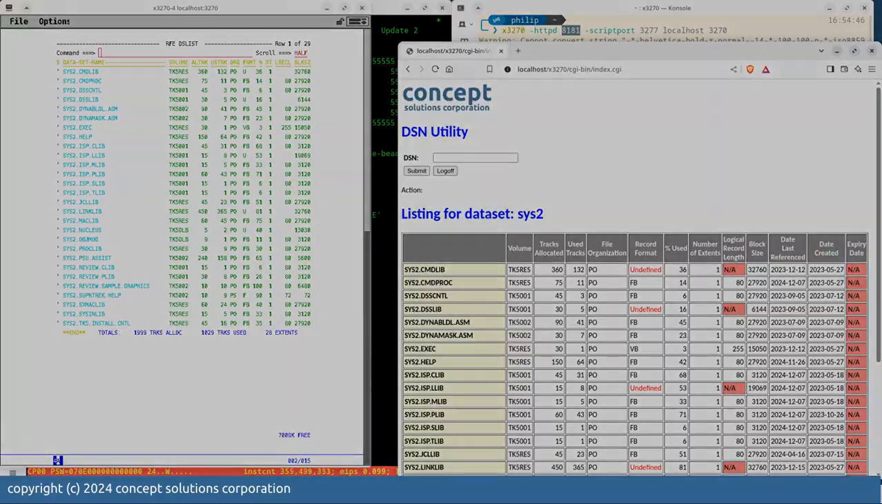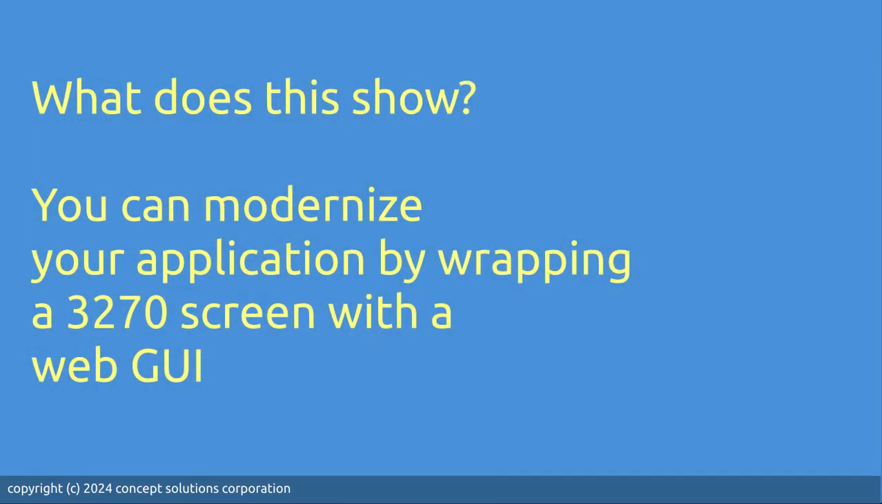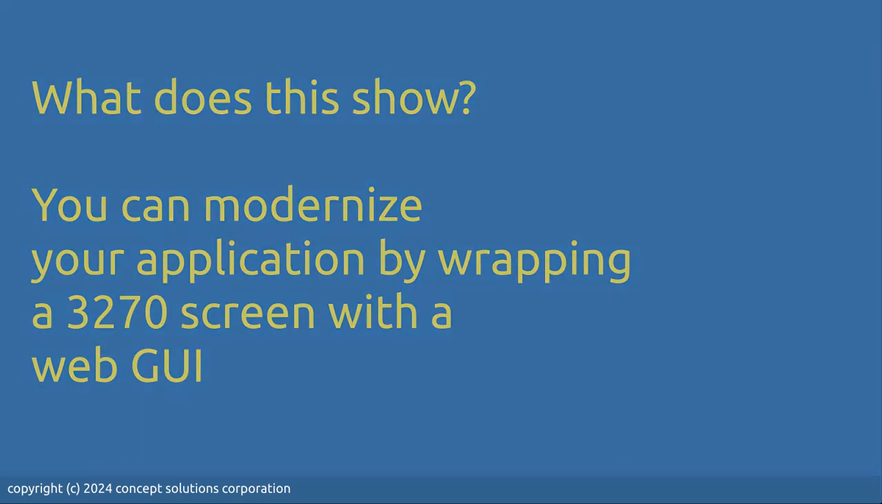So what does this show? It shows that you can modernize your application by wrapping a 3270 screen with a web GUI interface.